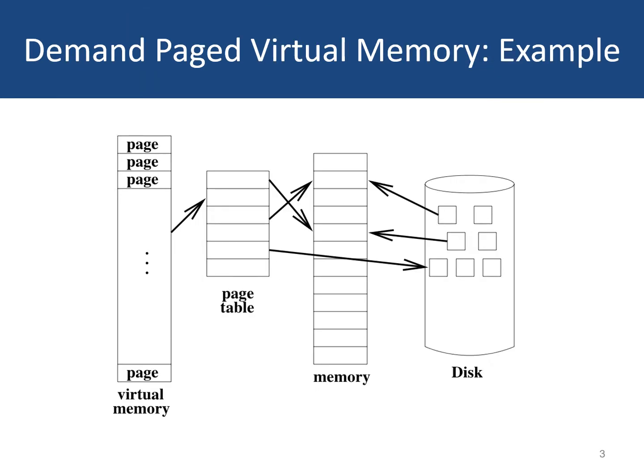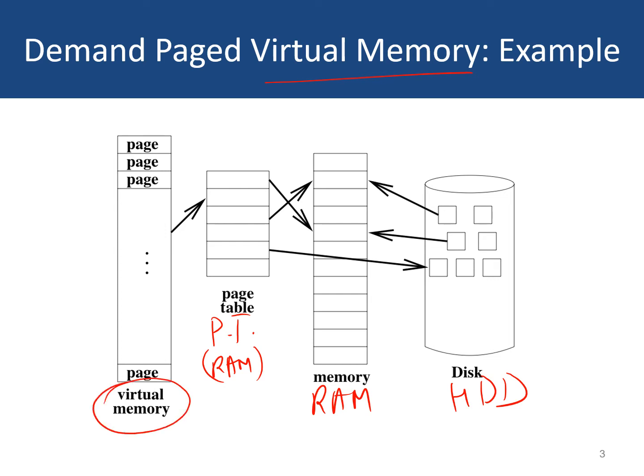This slide pictorially illustrates the demand paged virtual memory system. This is our main memory or RAM here. This is our hard disk. This is the page table for a process. We can, for simplicity, assume that the page table also resides in the RAM. However, for virtual memory we can also use TLB caches. And this over here is the process virtual memory.